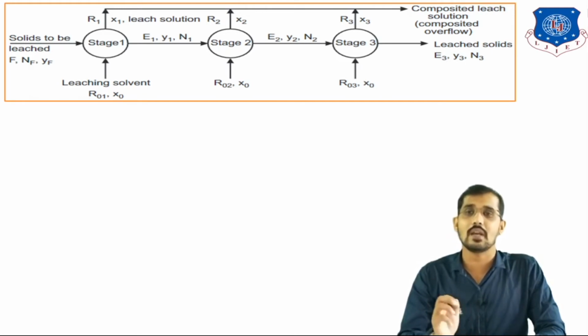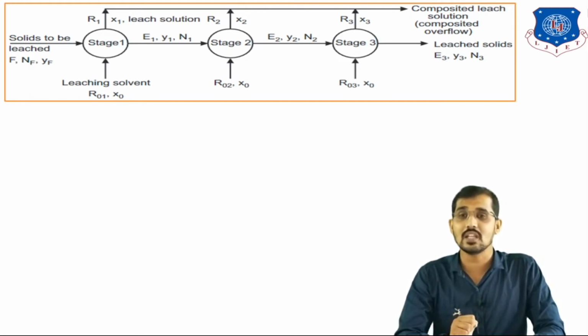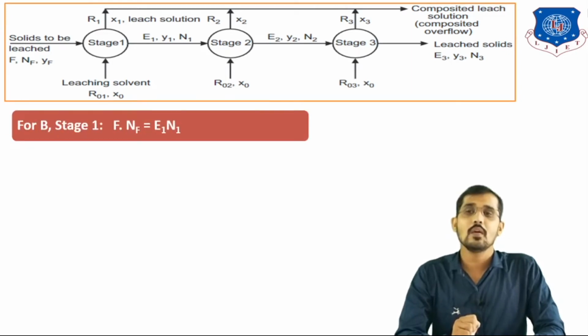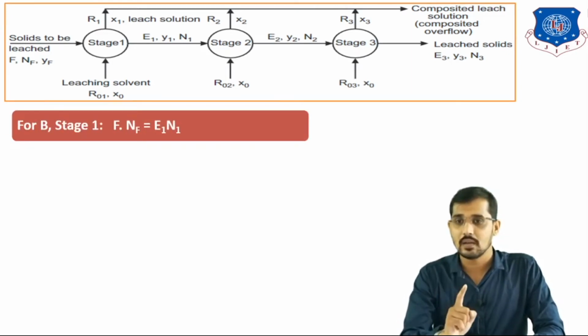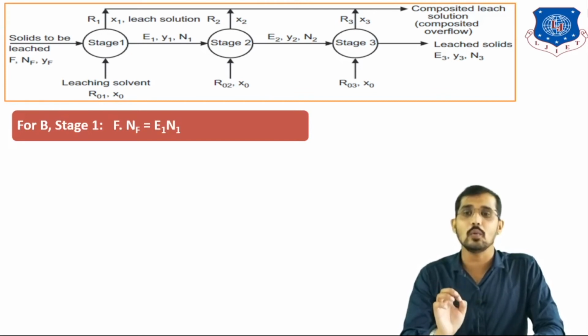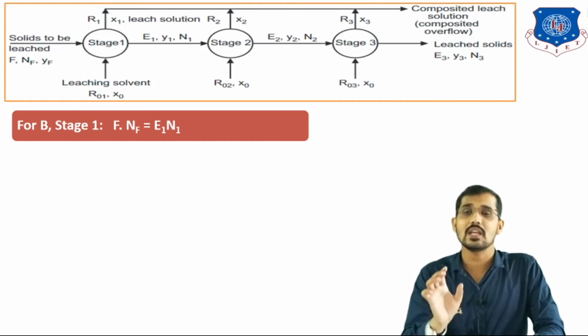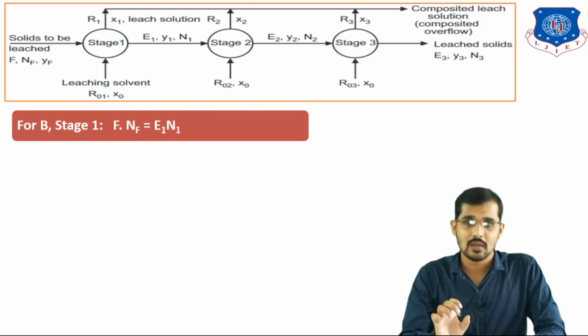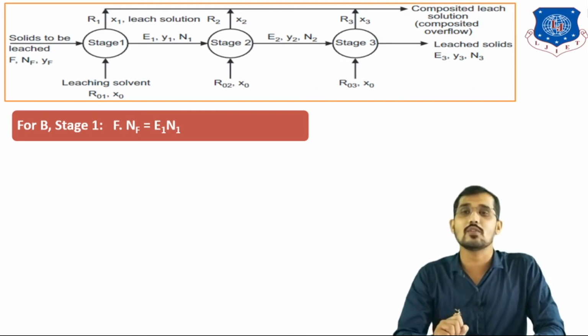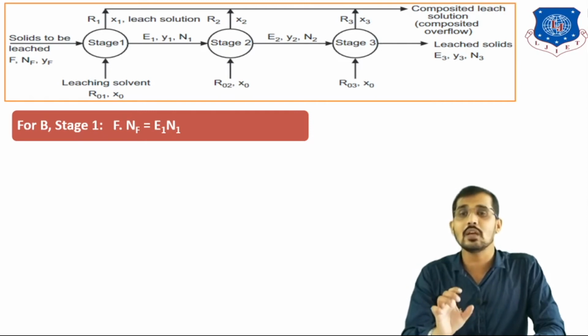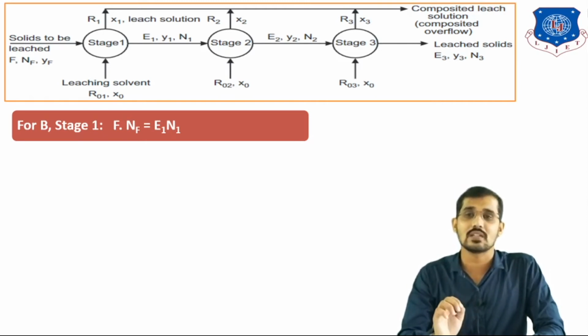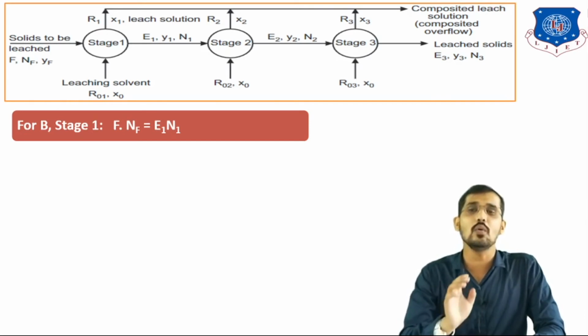Firstly we will write the material balance equations for insolubles, that is component B. You can see on the screen, for component B I can write for stage 1: F into NF is equal to E1 into N1. I told you the meaning of all symbols. F is the mass of the feed solution, that is A plus C. NF is the mass fraction of the insoluble, that is mass of B divided by mass of A plus C. We are writing this fraction on an insoluble-free basis. That's why we are not considering component B in the denominator. After that, the outlet stream is E1 into N1.